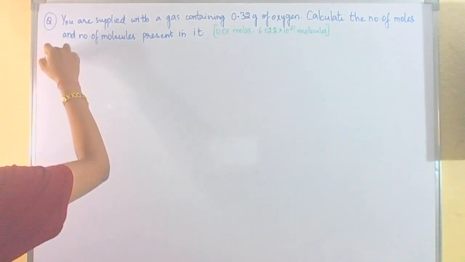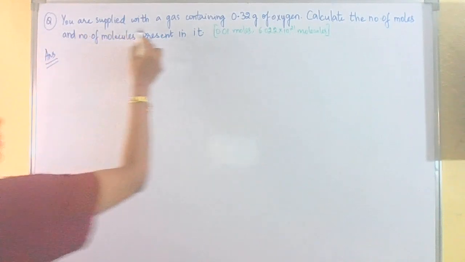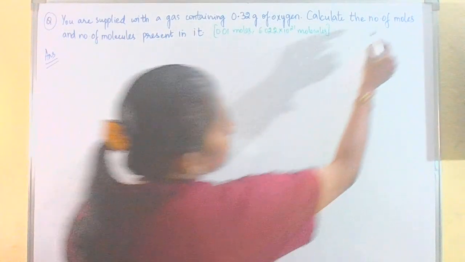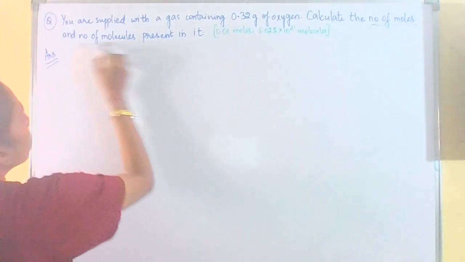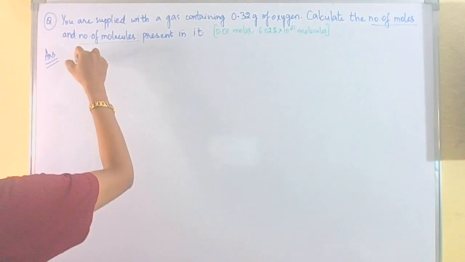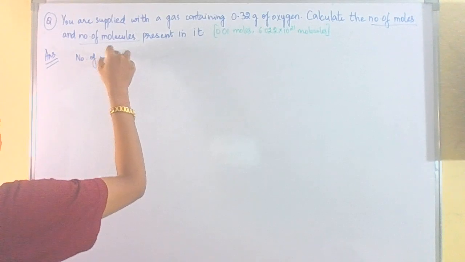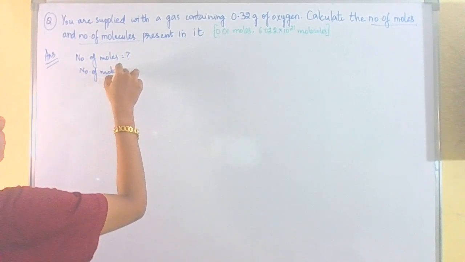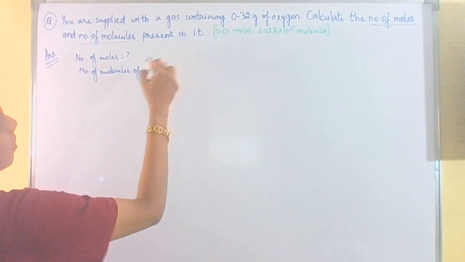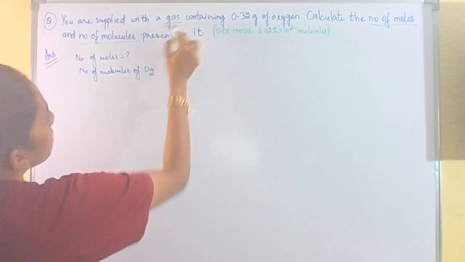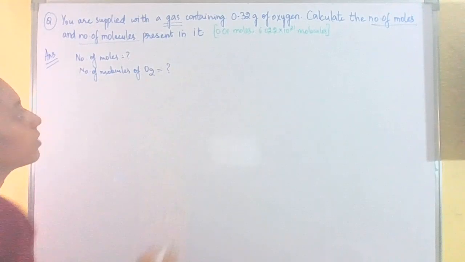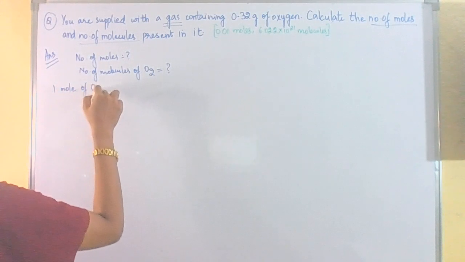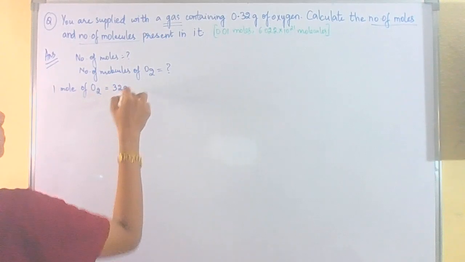Next question. You are supplied with a gas containing 0.32 grams of oxygen. Calculate the number of moles and number of molecules present in it. So you have to calculate the number of moles and number of molecules of what? Of oxygen, O2. They have said already it is a gas. So O2, diatomic gas. 1 mole of O2 is equal to 32 grams.